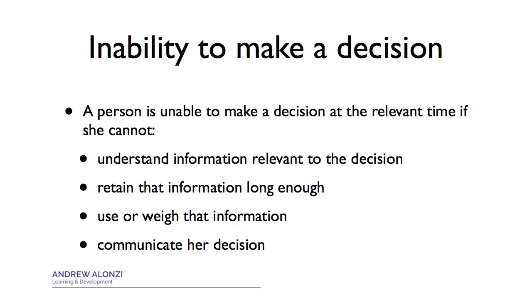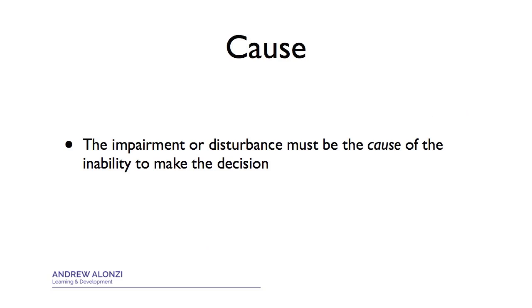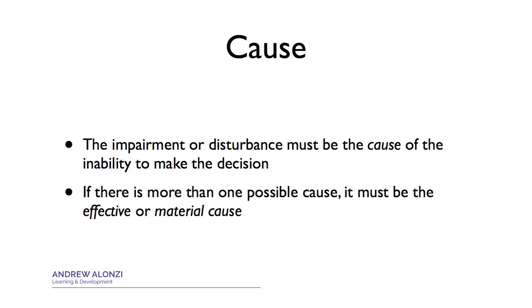In order to satisfy the second stage of the test, it's enough if she is unable to do any one of these four things. The impairment or disturbance you have identified in Stage 1 must also be the cause of the inability to make the decision. If there is more than one possible cause, then the impairment or disturbance must be the effective or material cause.